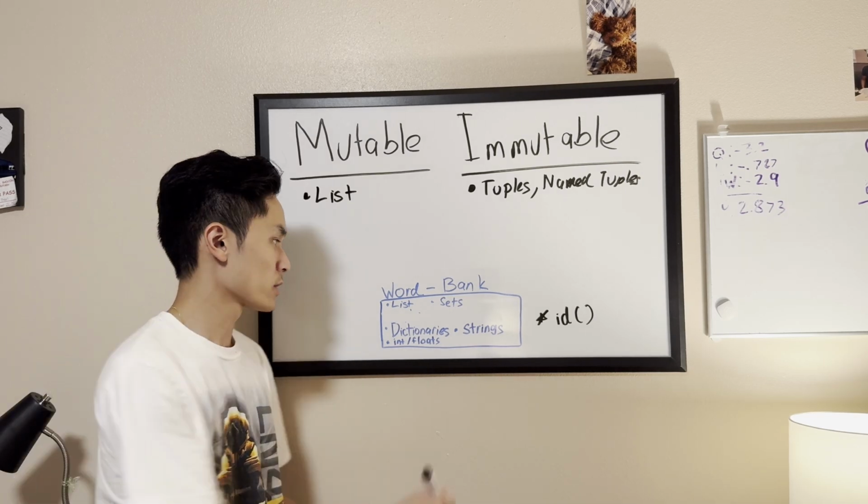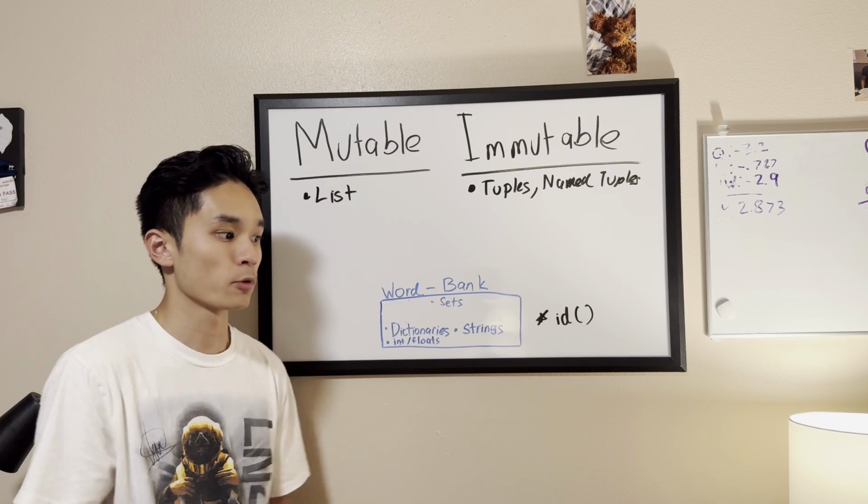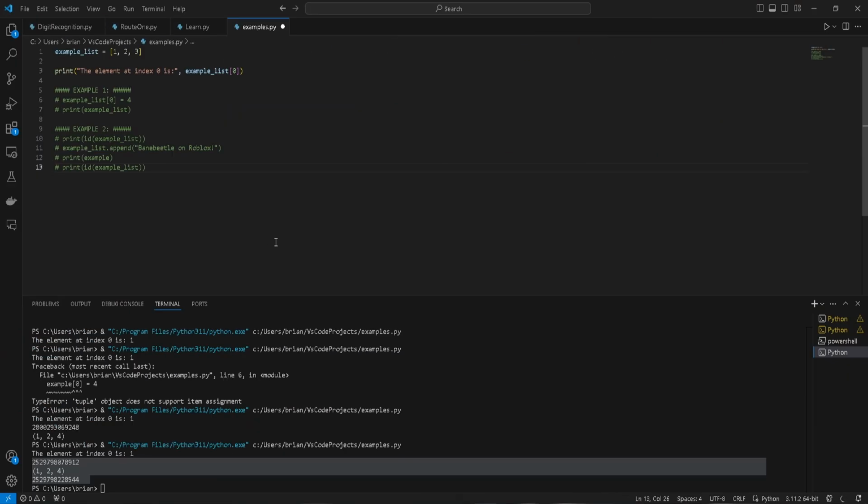So next up, we're going to cross this out of our little word bank, and we're going to now show a code example of list being mutable. For this example, I have created a variable called example list, which is pointing to the list 1, 2, and 3. I will show you now.